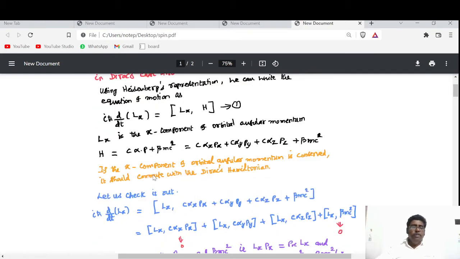Now we have to verify the same using our Dirac's Hamiltonian, H equals c α·p plus β mc². Here α·p is expanded as αx px plus αy py plus αz pz, then multiply all the terms by c.